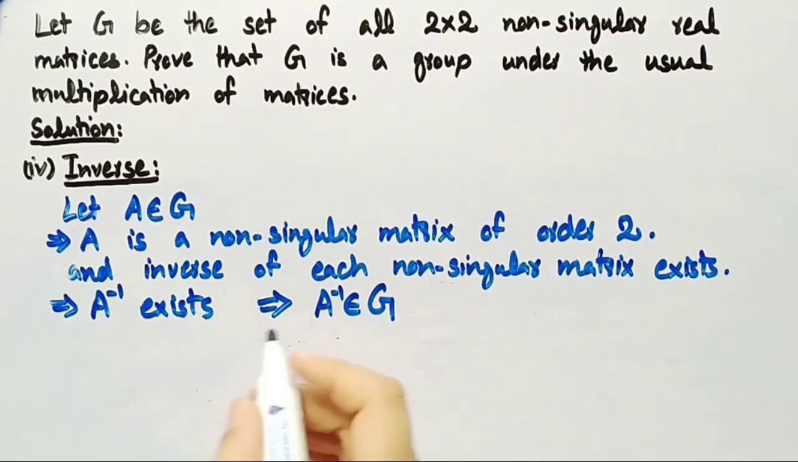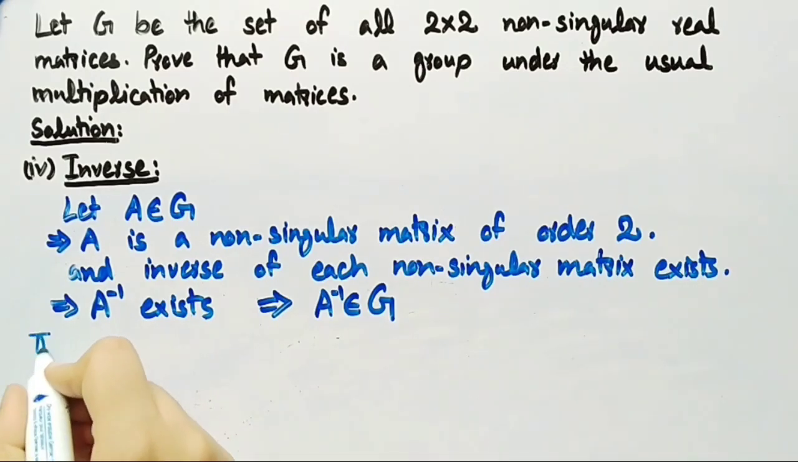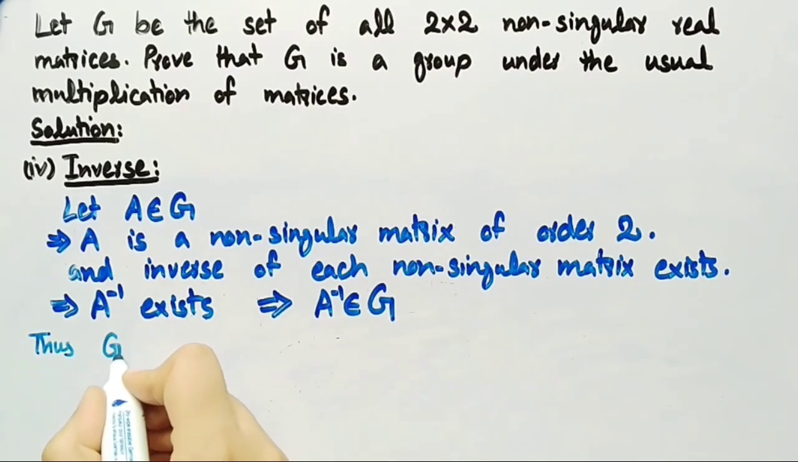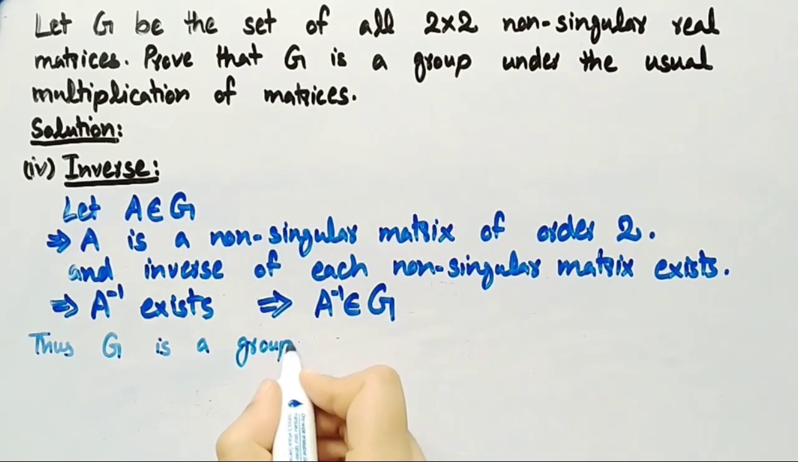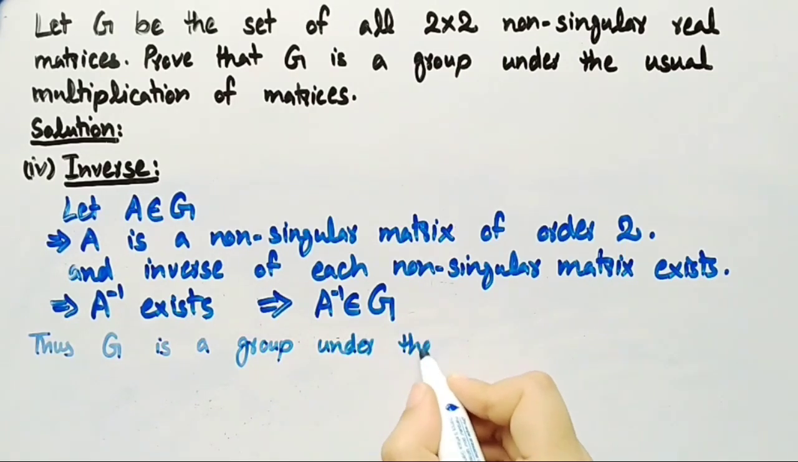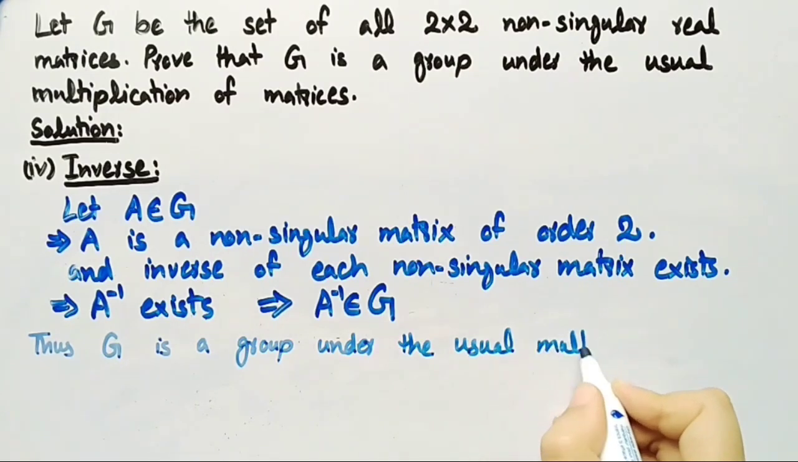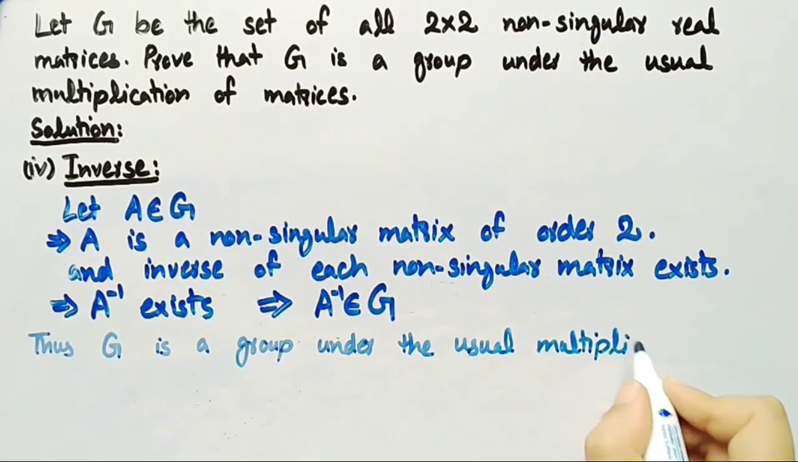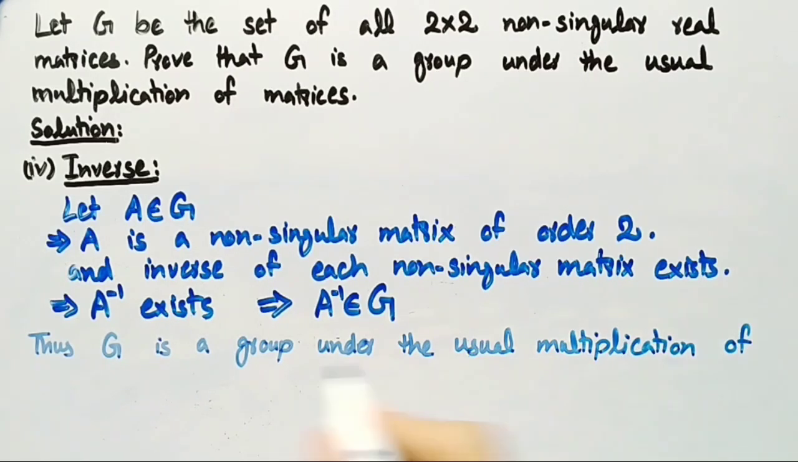Since the existence of inverses has also been proven, the fourth axiom of the group is also satisfied. Thus, G is a group under the usual multiplication of matrices.